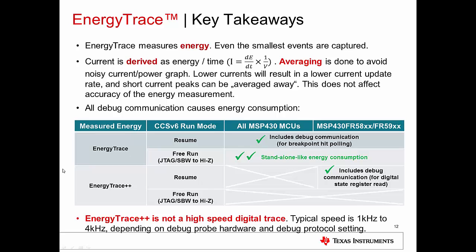I want everyone here to have a few key takeaways from today's session and have a certain level of expectations towards EnergyTrace. Plain and simple, EnergyTrace measures energy. The accuracy is such that even the smallest events are captured. Do keep in mind that this tool measures energy and the current is derived from energy over time. So with that, please have the expectation that averaging is done to avoid a noisy current or power graph. When there is lower current draw, the results update more slowly because fewer charge pulses are needed. It, however, does not affect the accuracy of the energy measurement.